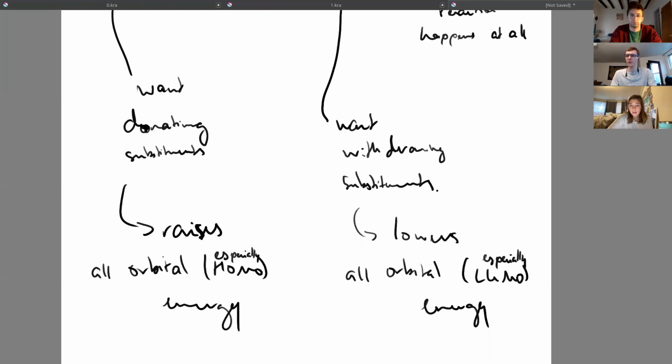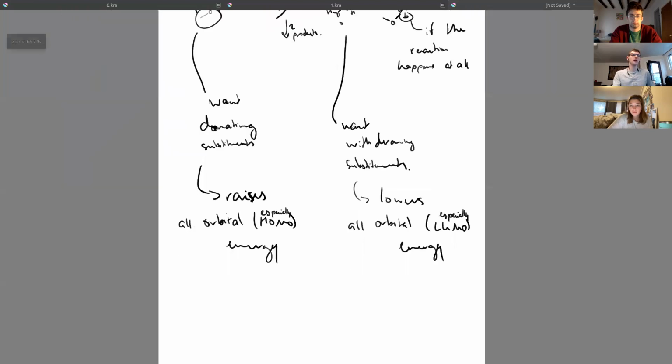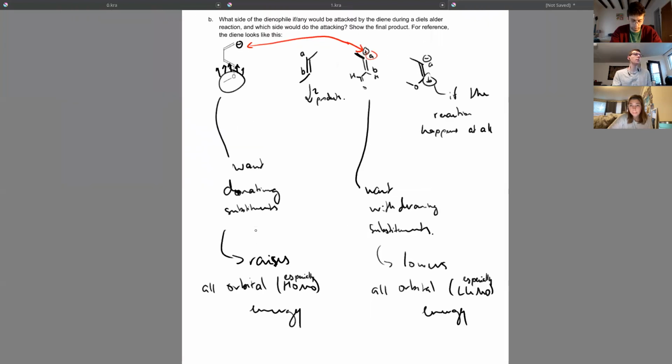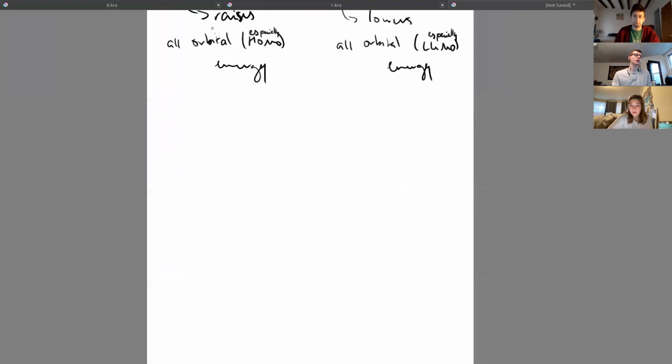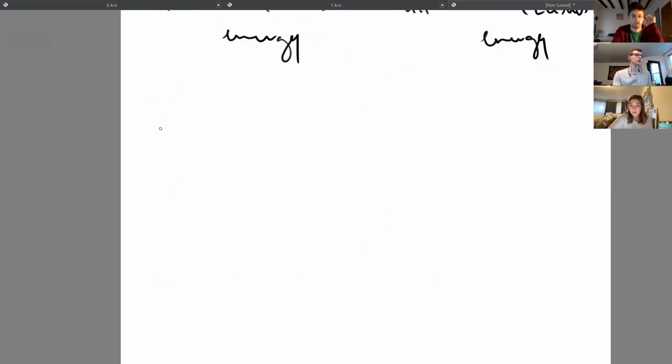Could you also just quickly write what the products would look like for each of these? Yeah. So here's what we had, right? Here's our diene, and then let's say we have this structure right here. It doesn't matter which side is attacking where.